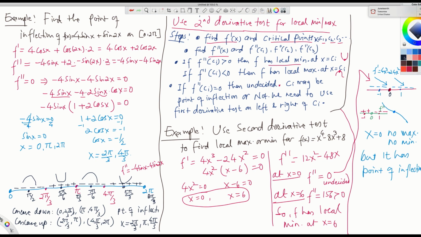So let me write down the final answer. Relative min at x equals 6, point of inflection at x equals 0. That is the final answer. We will do a couple more examples. Okay.